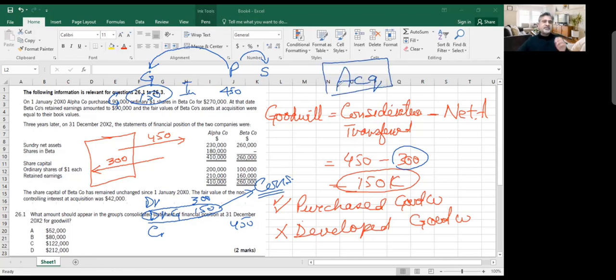So acquisition took place on a certain date. For example, 1st January, you made this deal. So 1st January 2020 is called the acquisition date. And on this acquisition date, you paid 150,000 more. And in the group financial statements, it will be called goodwill at acquisition.